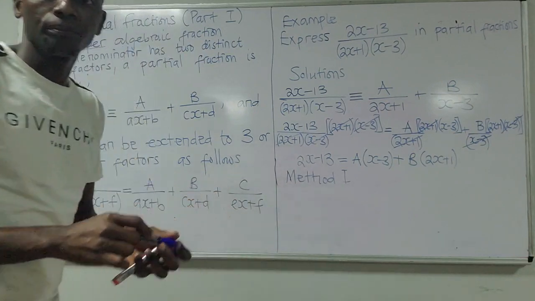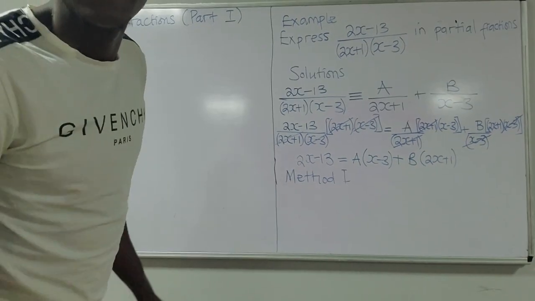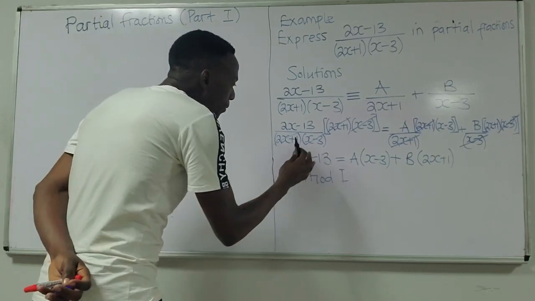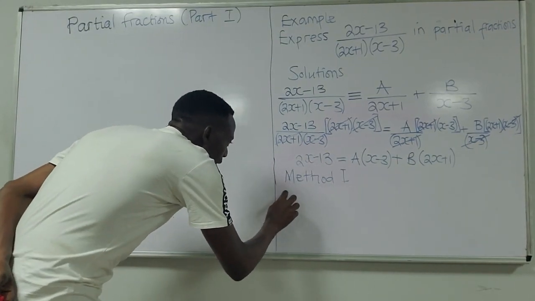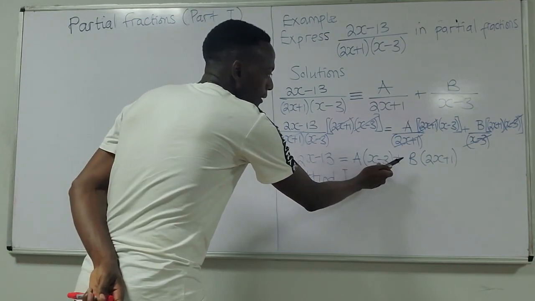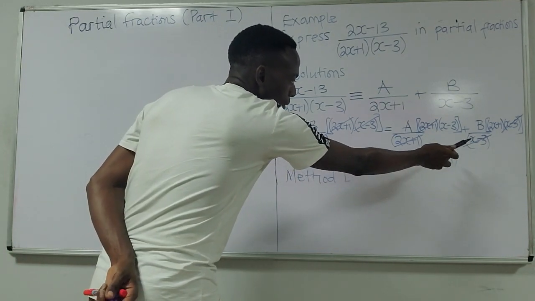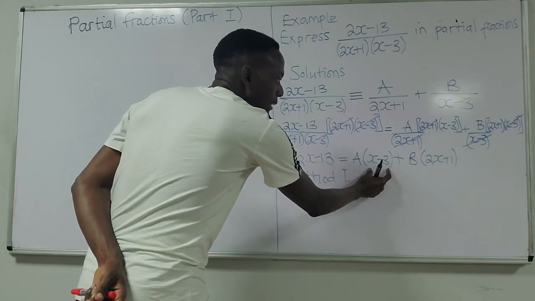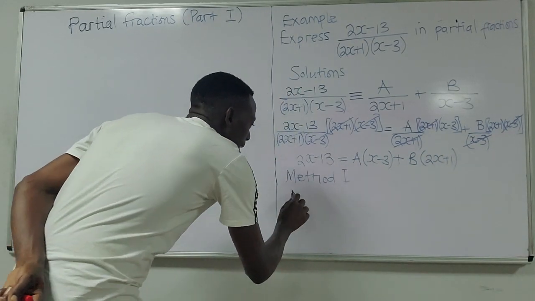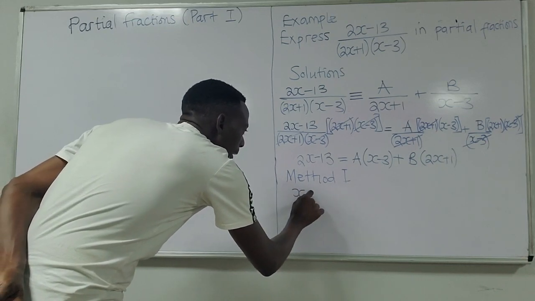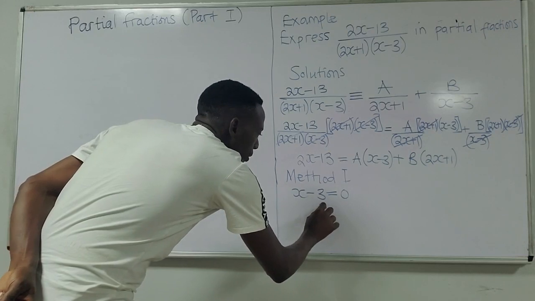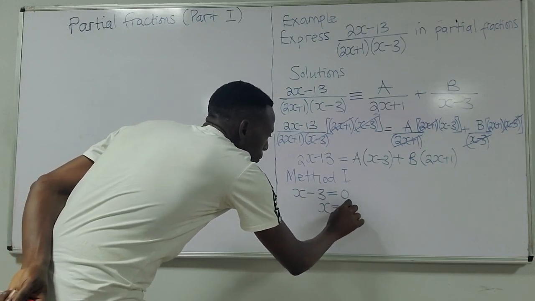Method 1. So for method 1, what you usually do is, you have seen 2x minus 13 is equal to a times x minus 3 plus b times 2x plus 1. So we just concentrate on what is in these brackets. So I'll get x minus 3, I equate it to 0. So this will give me x is equal to 3.